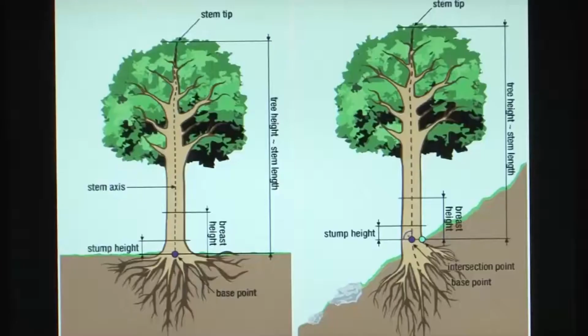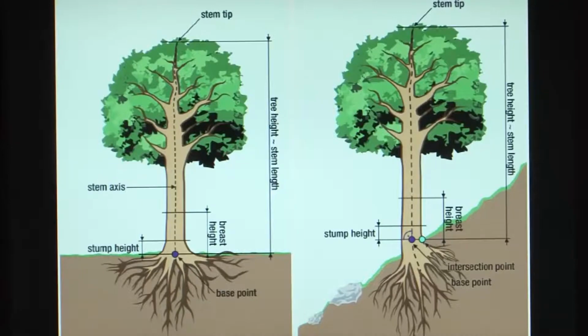To further elaborate it, as you can see on this slide, we are showing the stem tip and the tree height is the vertical height. It is also known as the stem length in this case, because our tree is vertical and the stem axis is also vertical. So, the tree height is the same as the stem length. We can also see the breast height and the stump height. The stump height is the height at which this tree would be cut. It is generally 1 foot.